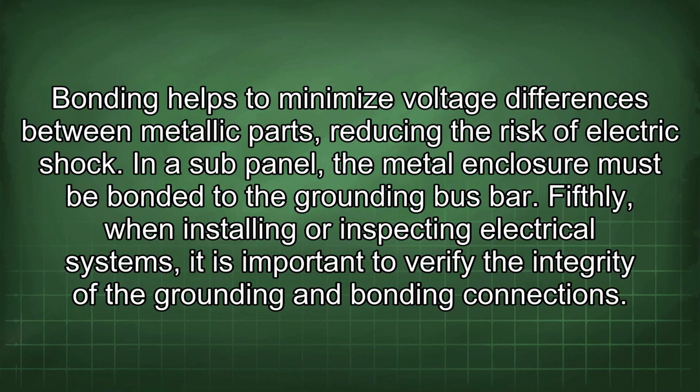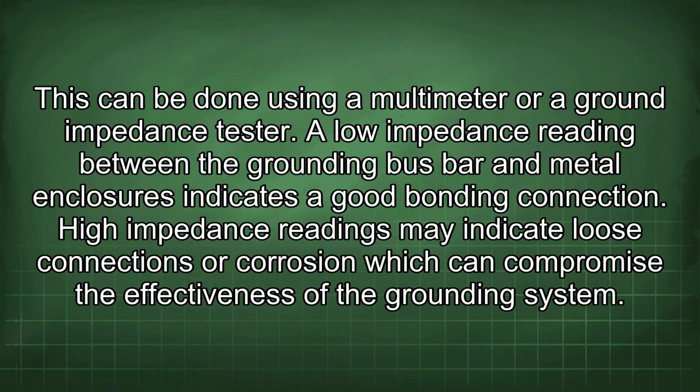Fifthly, when installing or inspecting electrical systems, it is important to verify the integrity of the grounding and bonding connections. This can be done using a multimeter or a ground impedance tester. A low impedance reading between the grounding bus bar and metal enclosures indicates a good bonding connection. High impedance readings may indicate loose connections or corrosion, which can compromise the effectiveness of the grounding system.